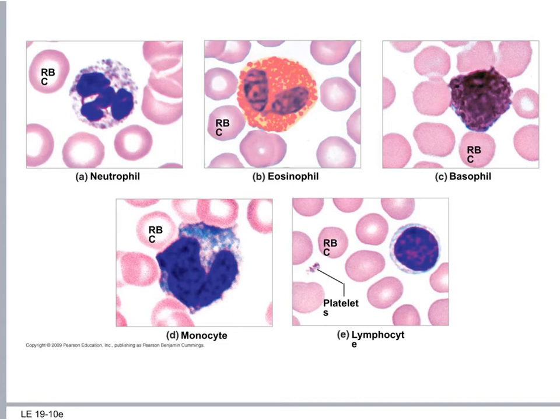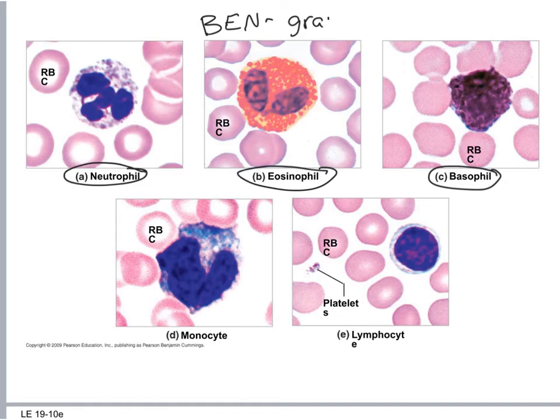Okay. The ones that are granular are BEN. Okay, BEN. Basophil, eosinophil, neutrophil. The ones that are agranular, meaning they don't have a granular appearance inside them when you stain them, those are M and L, so monocytes and lymphocytes. So maybe that's an easier way for you to remember that, right?